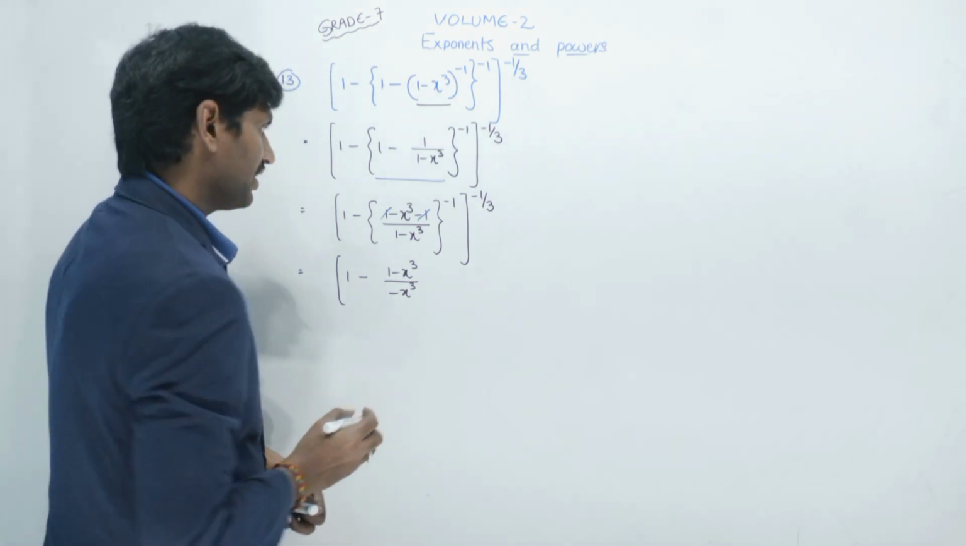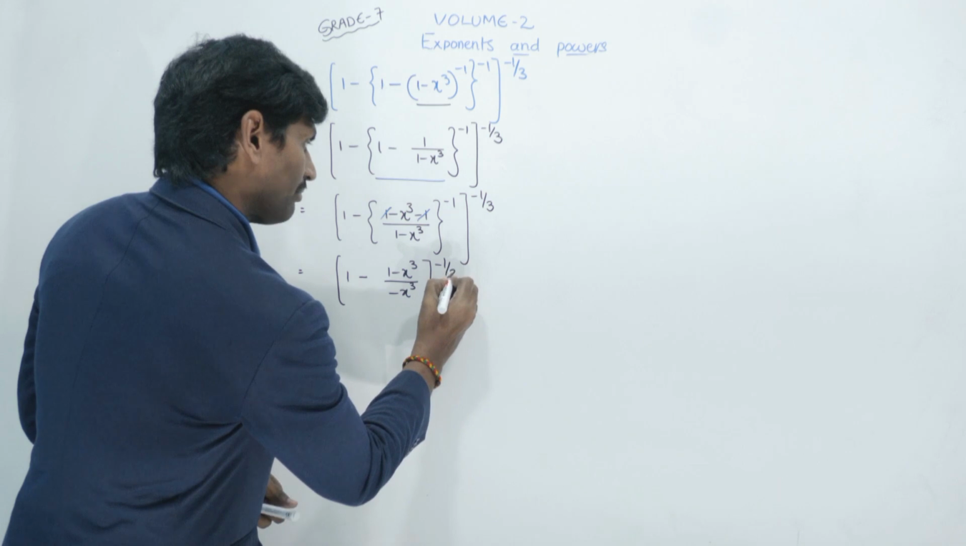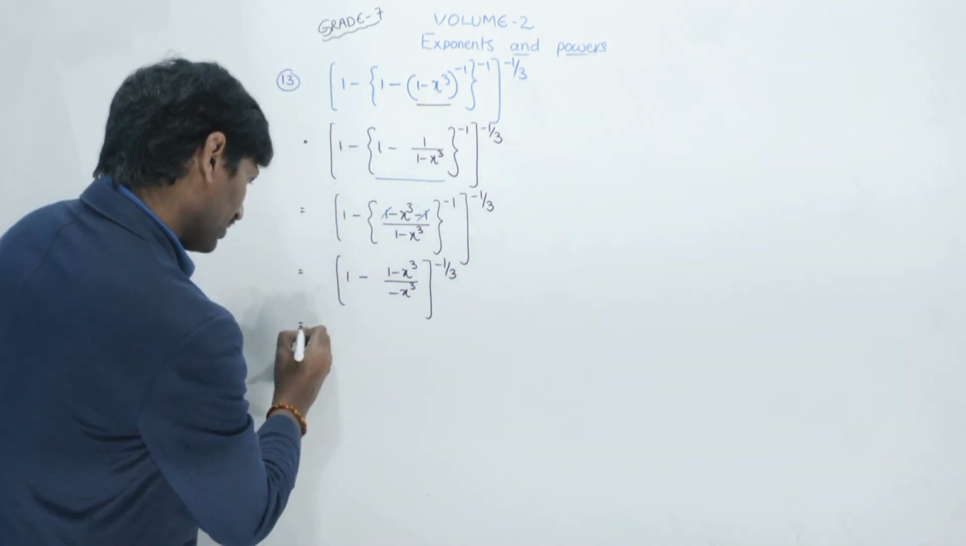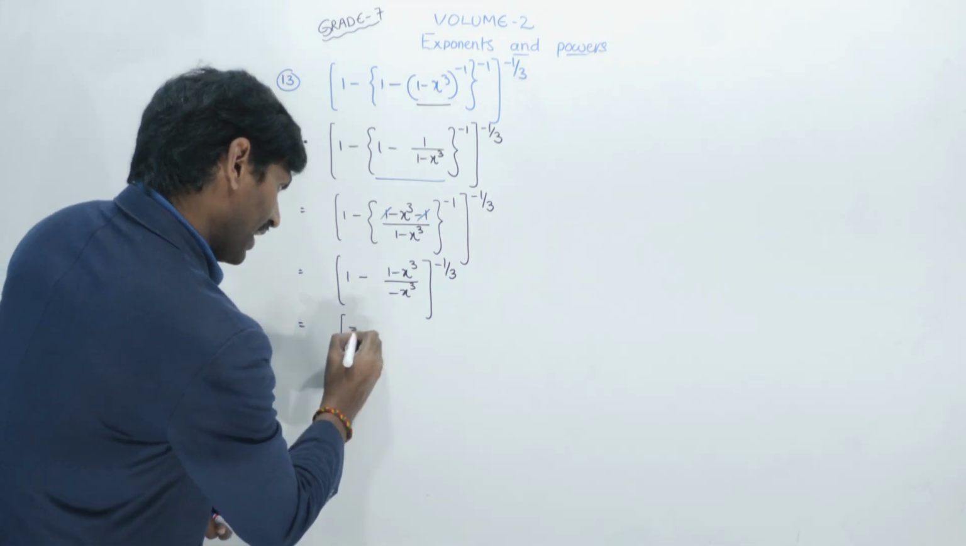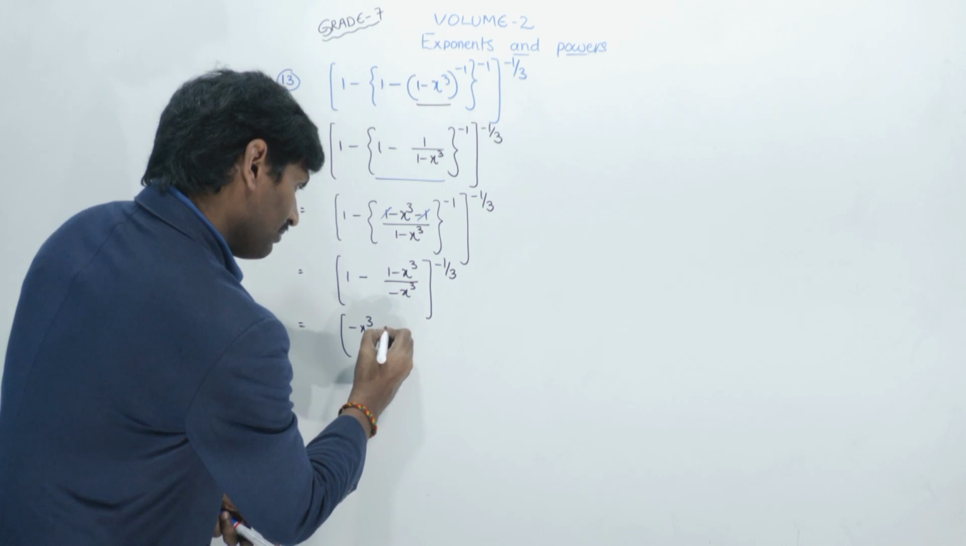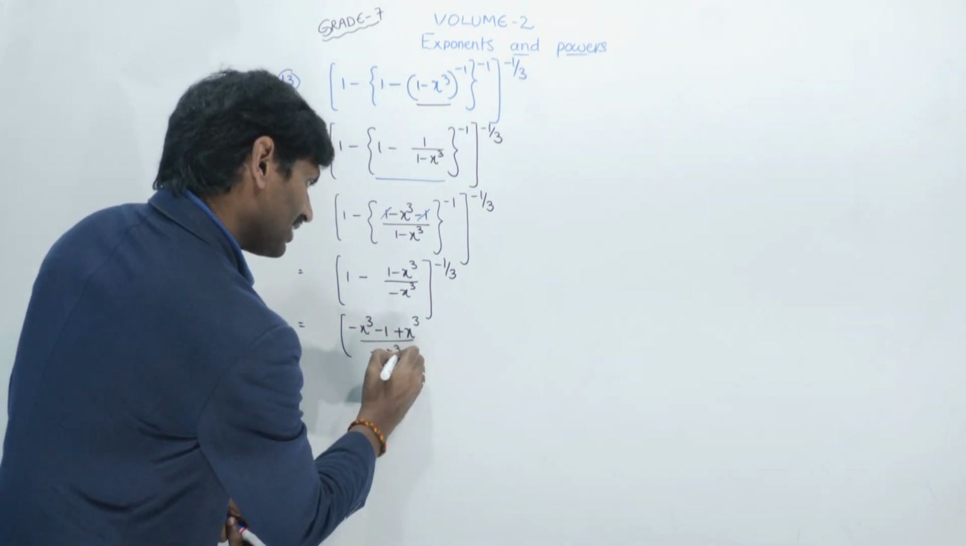Am I right? Yeah. And this minus 1 is applied, only the square bracket is remaining, whole to the power of minus 1 by 3. Now this one again into the mixed fraction form. It will be minus x cube, and this minus is applicable to both of them. Minus 1 plus x cube divided by minus x cube.